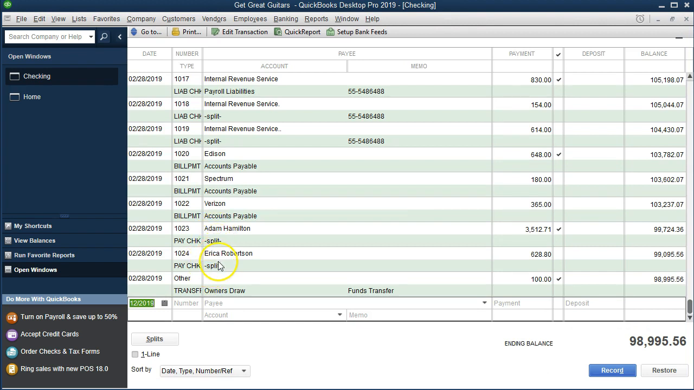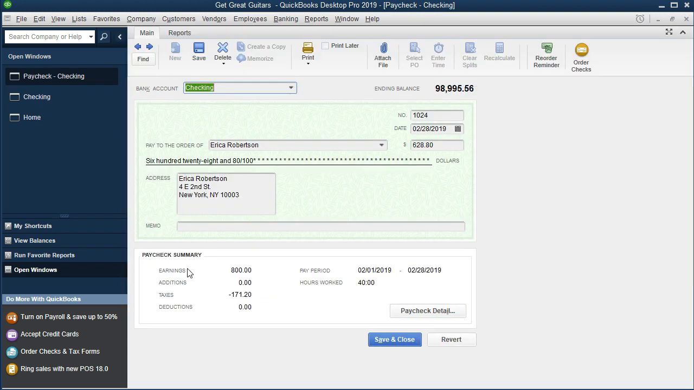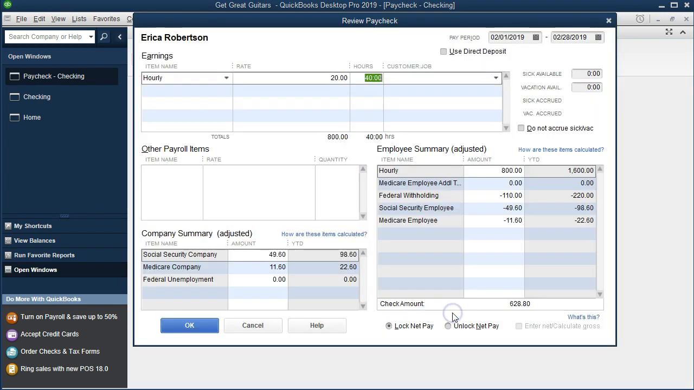So here's Adam, here's Erica. These are two payroll checks indicated by a special check. Once again, it's a paycheck, still just a check, but it's a payroll check, which QuickBooks uses a different form for, indicates for us, which is nice. We'll select that item and we'll get the data for that check. Note the net check amount, $628.80.